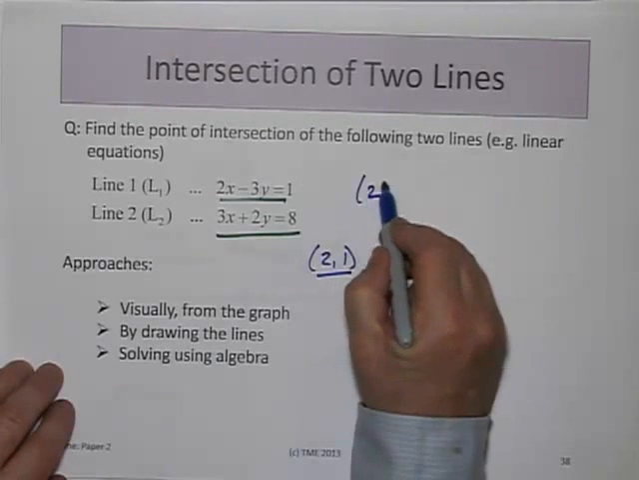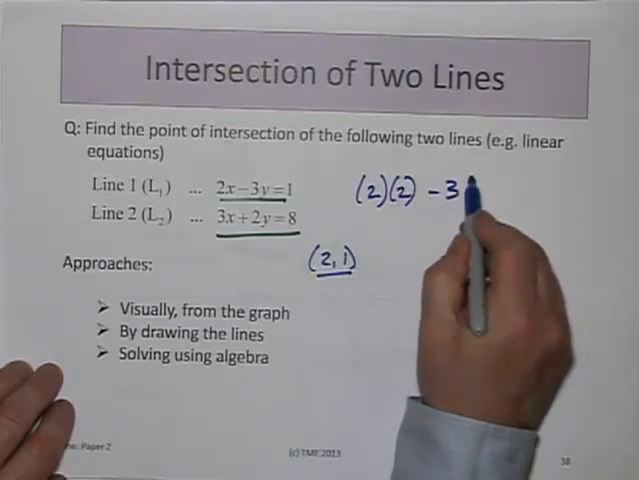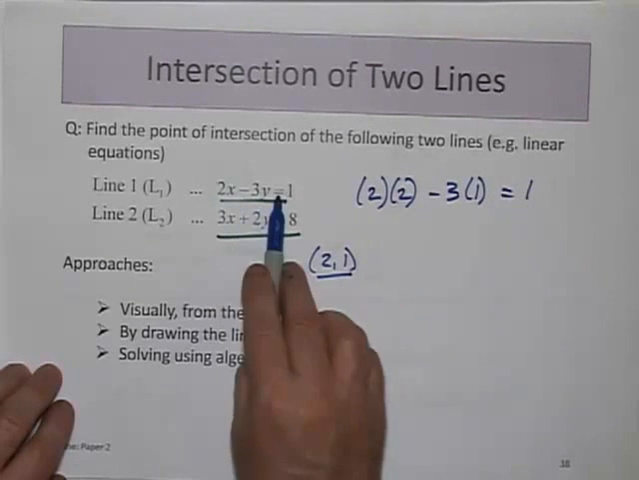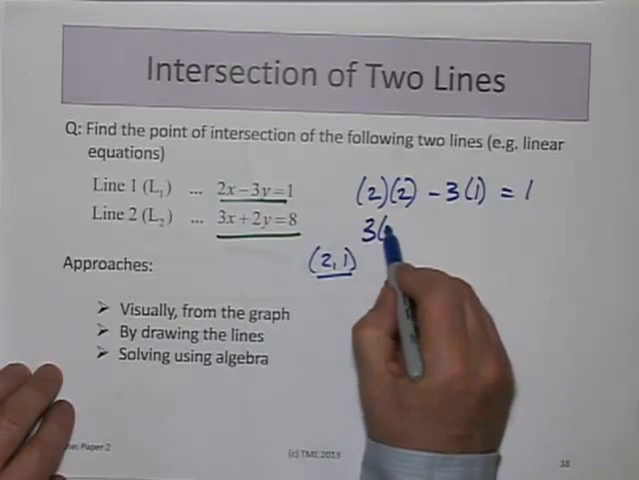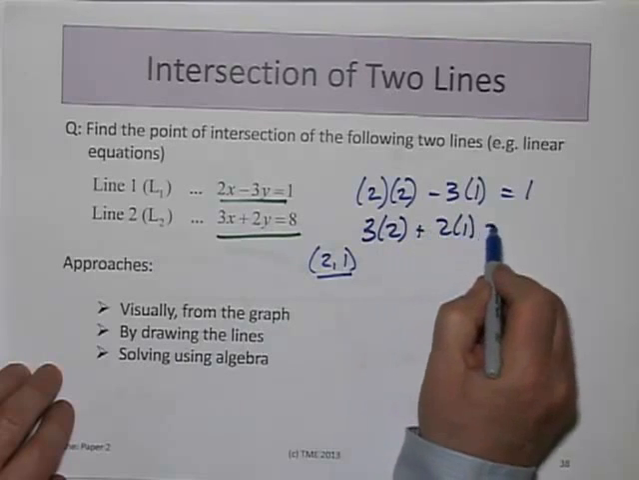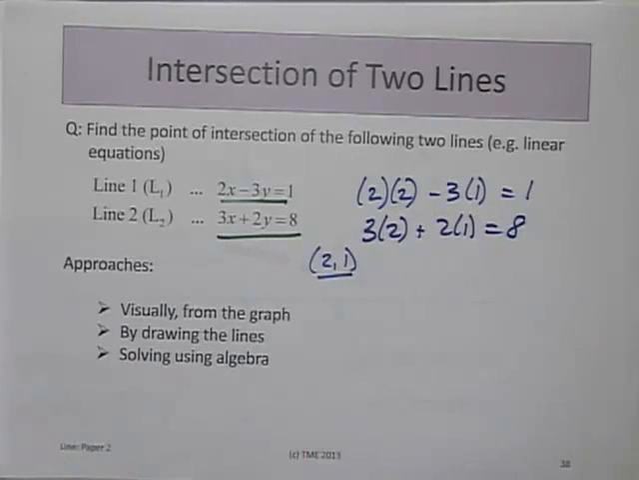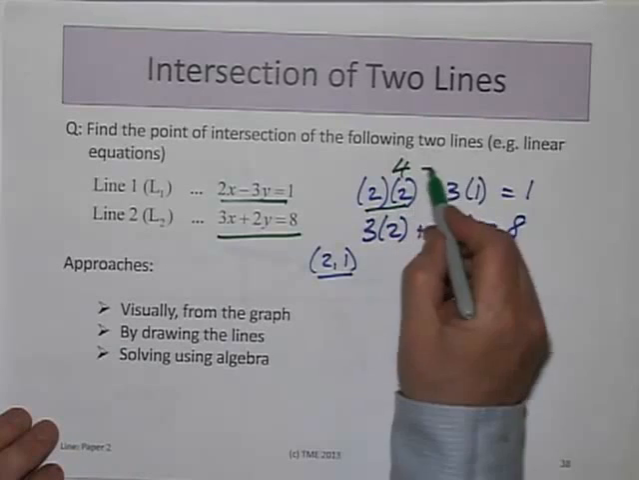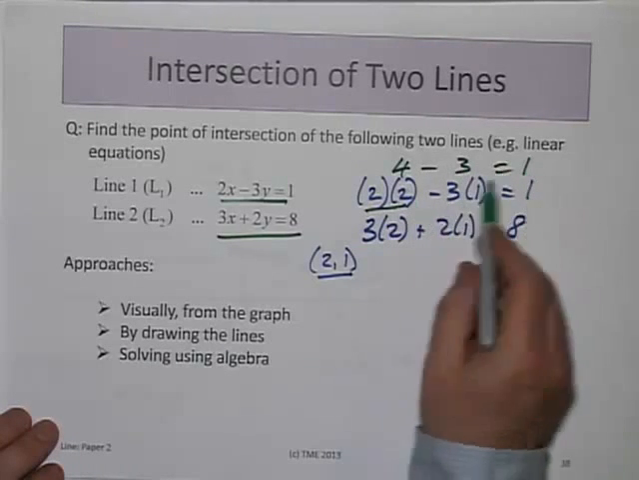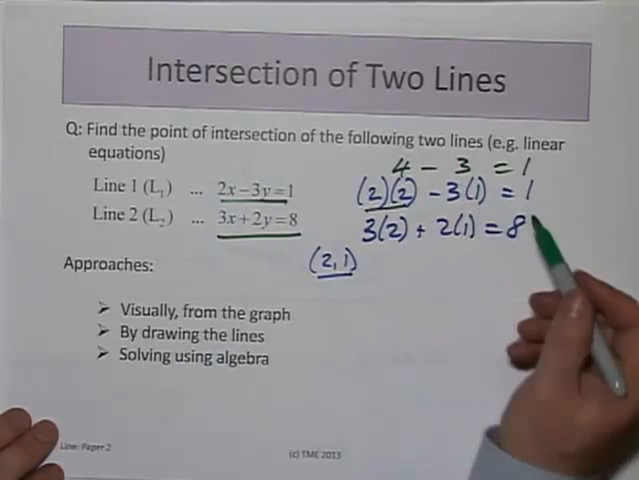Well, 2 times 2 minus 3 times 1 is 1. 3 times 2 plus 2 times 1 is 8. Do they hold? 4 minus 3 is 1. That looks right to me. That means 1 is 1.